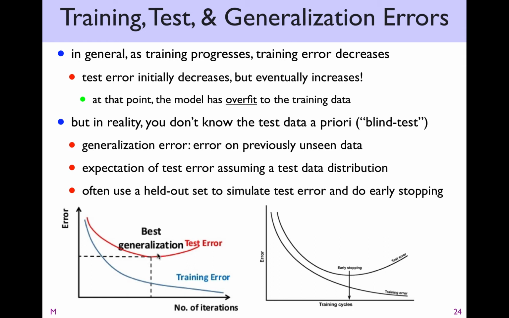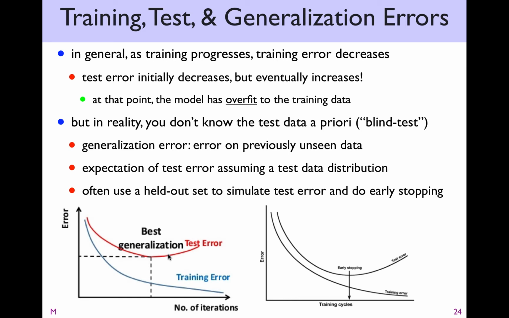But that's very natural because at that point, your model has overfit to the training data. And the more you train your model on the same set of data, the more closely it fits the specifics of the training data, and it will hurt your model when you test it on some previously unseen data. And that is actually what we all care about. That is the generalization error, which is the error on previously unseen data.